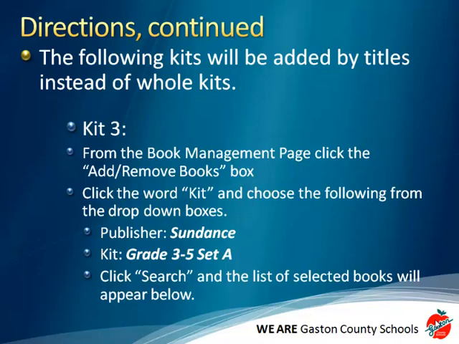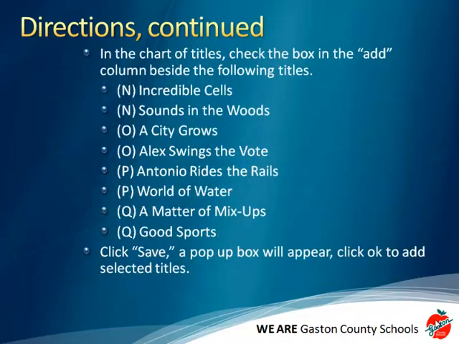So for Kit 3, from the book management page, you're going to click Add and Remove Books. Then you're going to click the word Kit and choose from the following from the drop-down boxes. Under Publisher, choose Sundance. And under the kits, you're going to choose grade 3 through 5, set A, and then click Search. And then the list of books will appear below.